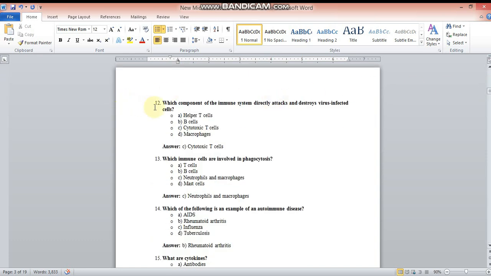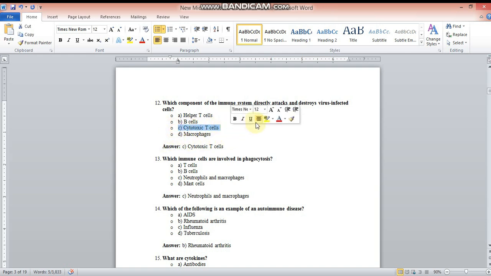The next MCQ is, which component of the immune system directly attacks and destroys virus-infected cells? A. Helper T cells, B. B cells, C. Cytotoxic T cells, and D. Macrophages. So the correct option is C.